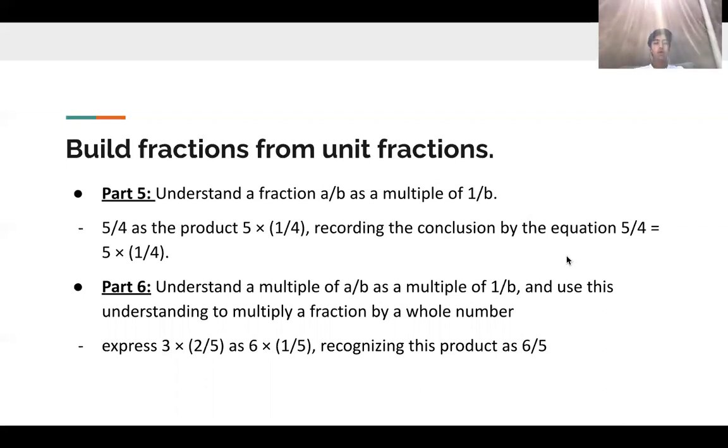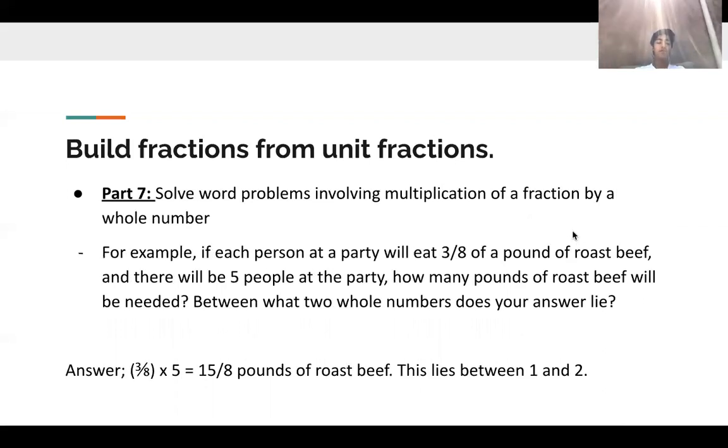Cool. Finally, let's look at the 7th part. We might have one more slide, but let's look at the 7th part. Solve word problems involving multiplication of a fraction by a whole number. This is kind of what we were working on earlier, but let's look at this example. It's just a word problem now. For example, if each person at a party will eat 3/8 of a pound of roast beef, and there will be 5 people at the party, how many pounds of roast beef will be needed? Between what two whole numbers does your answer lie?